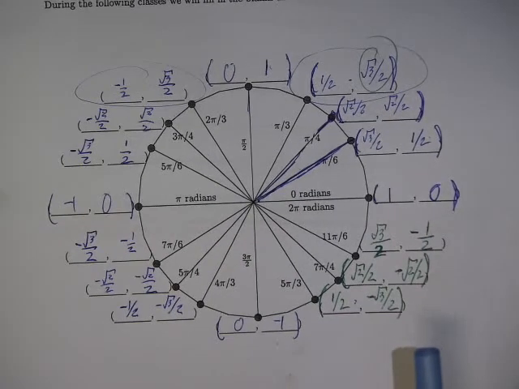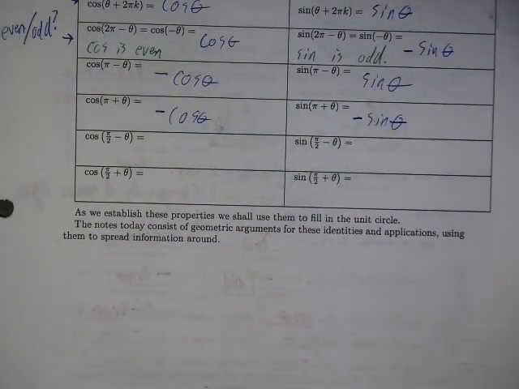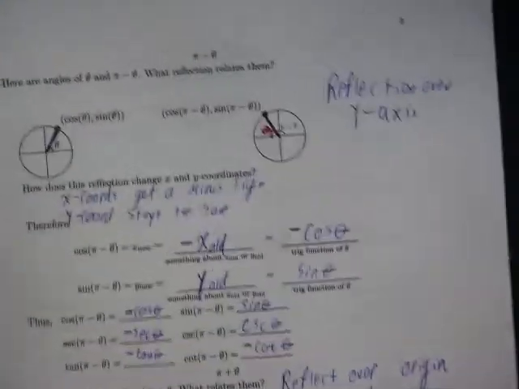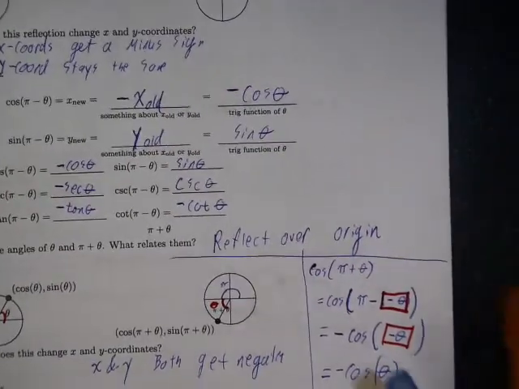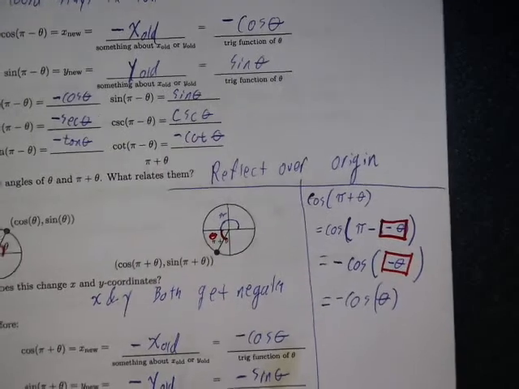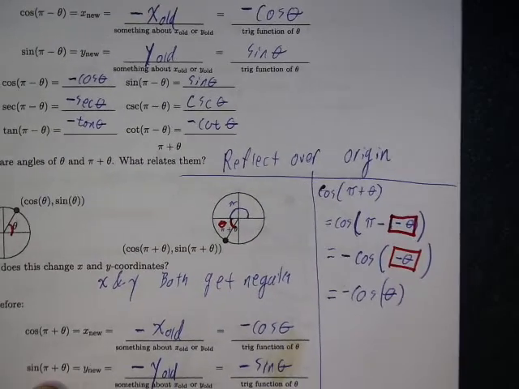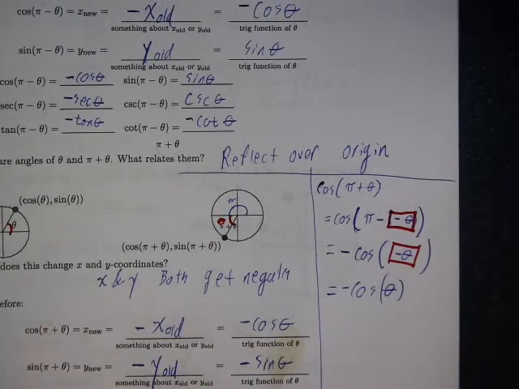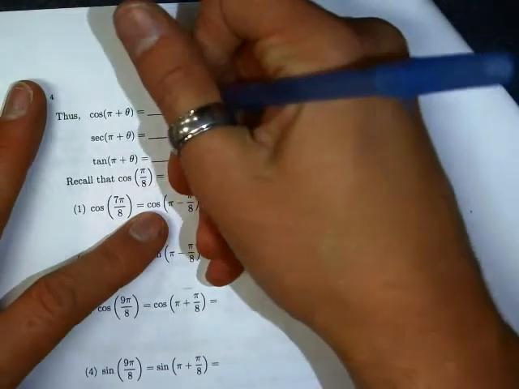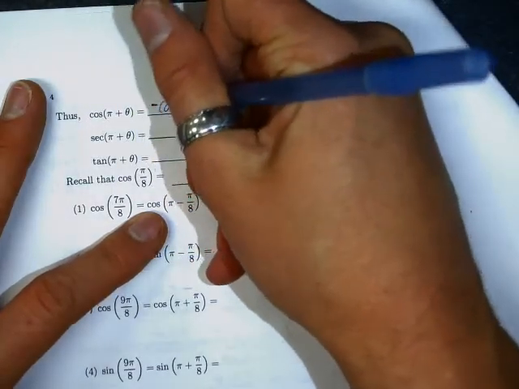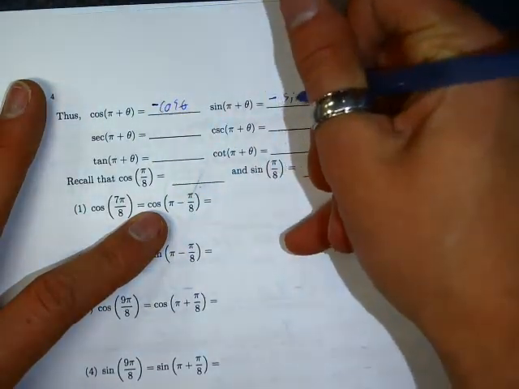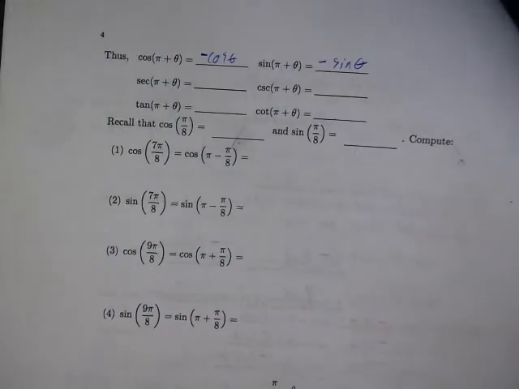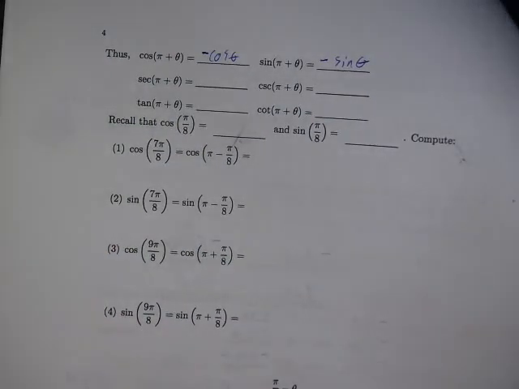Cool, so let's pick up from there. By my recollection, at the end of the previous time period, we had evaluated cosine and sine at pi plus theta. If we know what cosine and sine are, we can probably figure out what happens to the other trig functions.